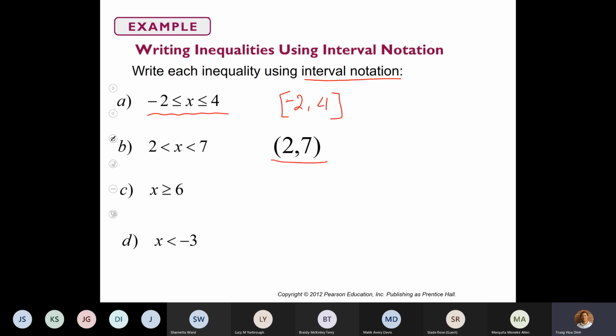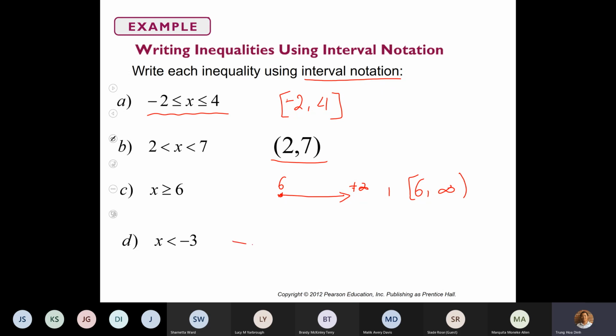Answer for the second is right here. X greater than 6. So what does it mean? You have 6 in here, greater than, right? Is that correct? So I have 6. Here should be infinity. I can write that as 6 to infinity, and 6 is included. We don't include infinity, okay?